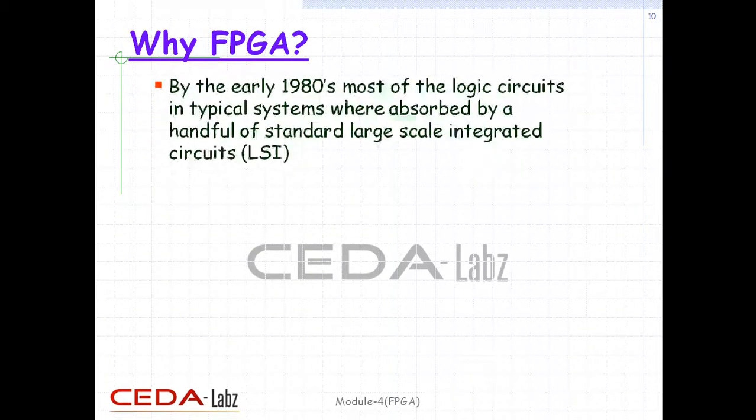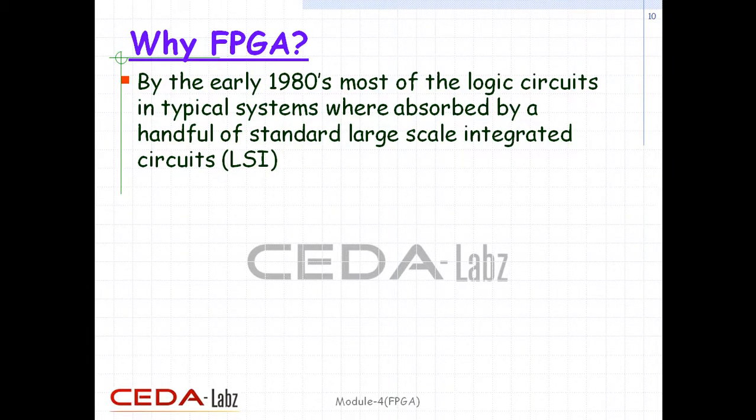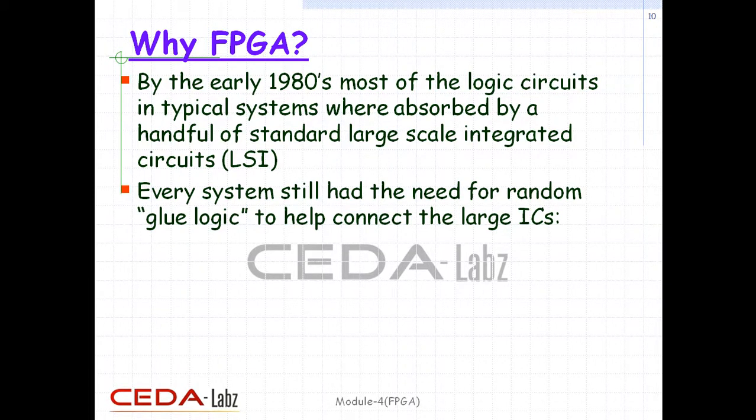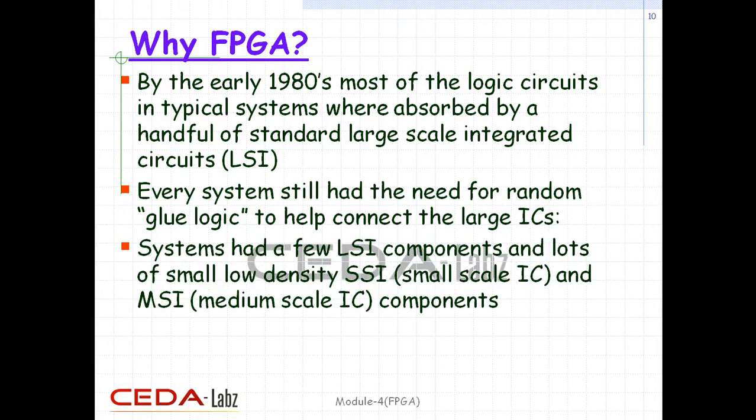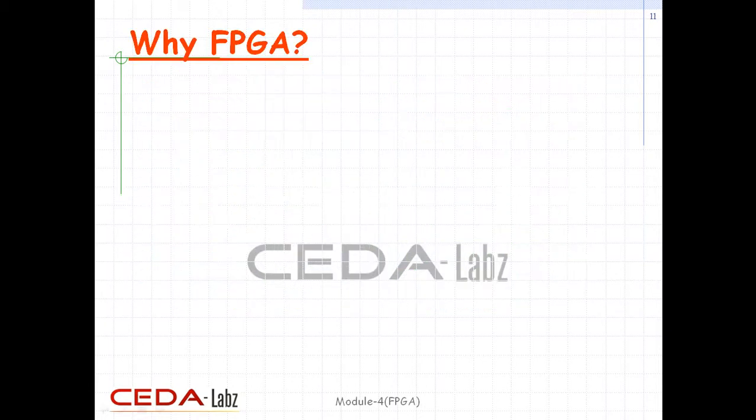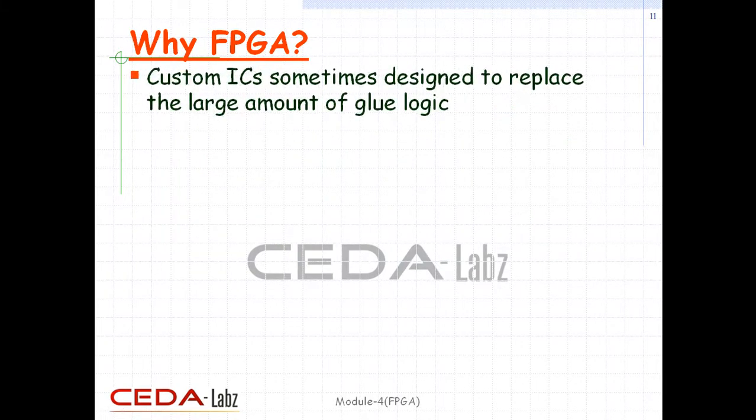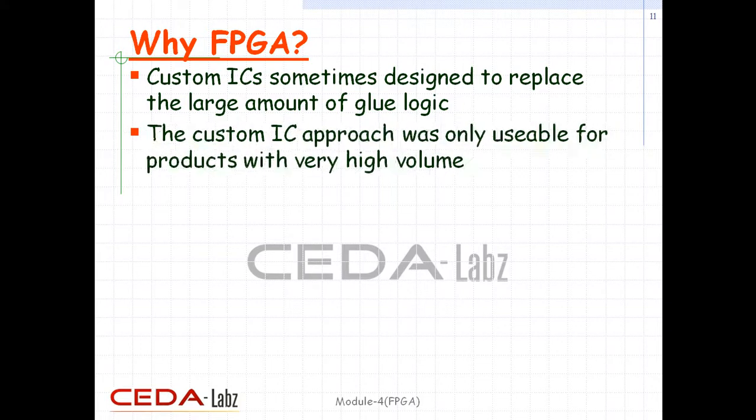In the early 80s, during the era of VLSI, in order to make connections between different ICs for developing systems, the need for glue logic arose. Glue logic is a type of logic circuitry which is used to interface a number of integrated circuits together. But due to this, a new problem arose. The amount of glue logic in a system increased, and due to this, the area of the system increased. It was noted that systems had a few VLSI components, and lots of MSI and SSI components as glue logic. In order to minimize the glue logic, custom ICs were designed. But this approach was best suited to products which have very high volume.